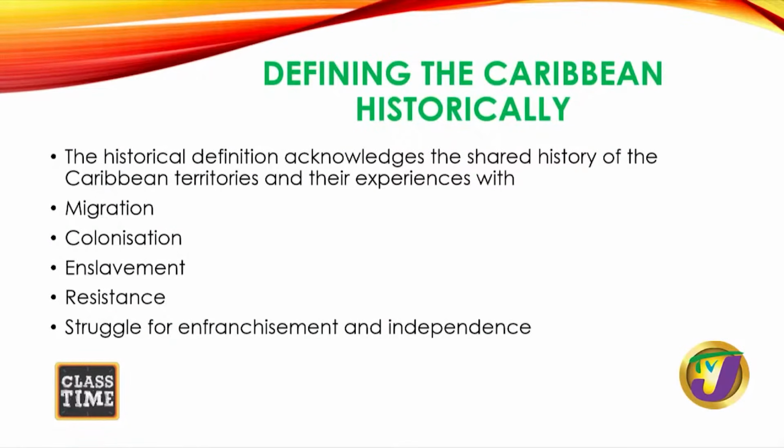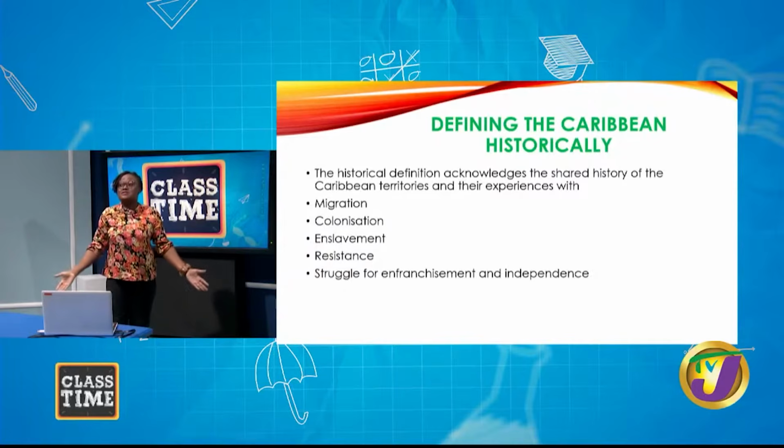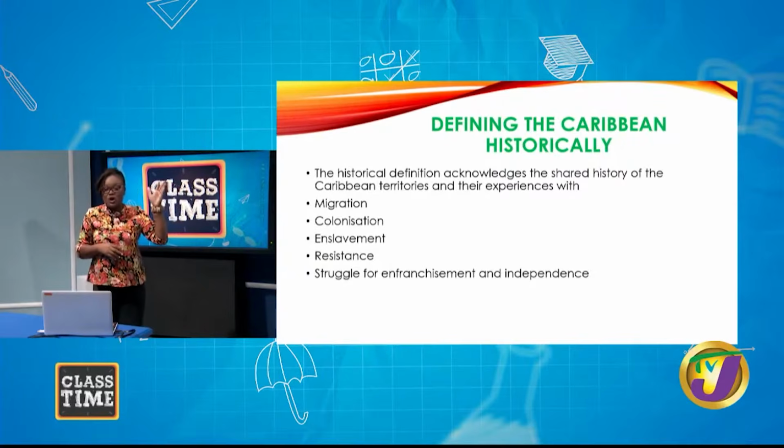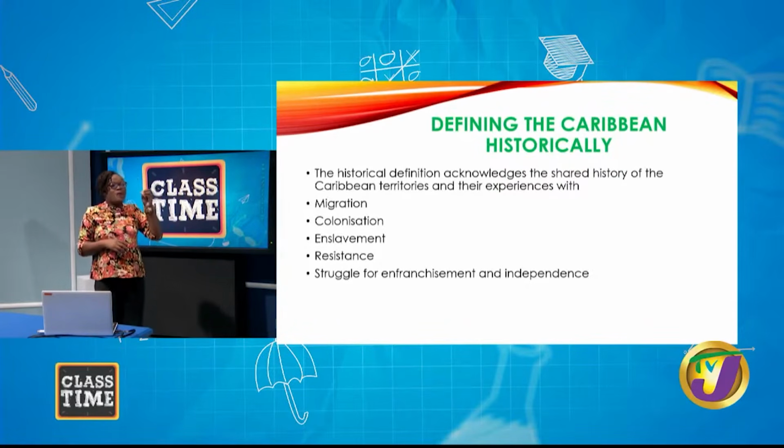So the historical definition of the Caribbean acknowledges the shared history of the Caribbean territories and their experiences with migration. Migration. You hear she say, no matter where you come from. So we're talking about migration because the Caribbean is essentially a place made up of migrated peoples from different parts of the world. So we have migration as a defining feature. We're talking about the historical definition. We have colonization, enslavement, resistance. We could talk about the struggle for enfranchisement and independence.